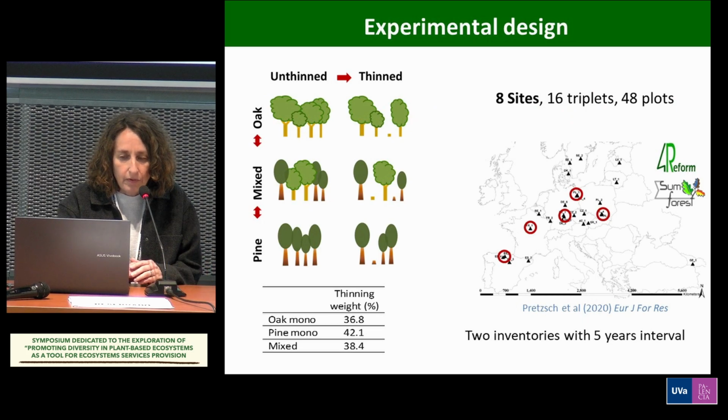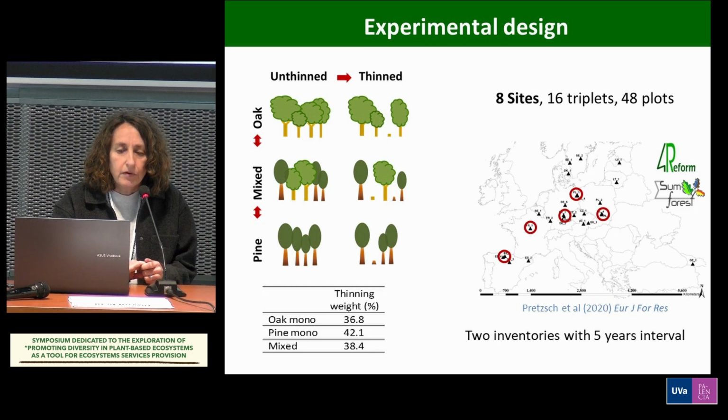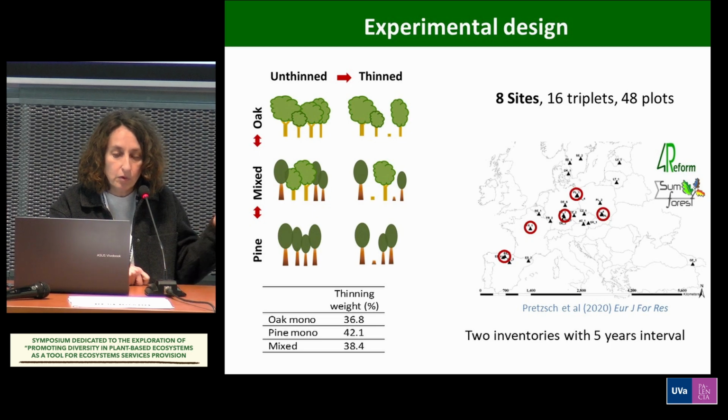Well, you already know what is a triplet. Our experimental design was to choose 8 sites of this transect of pine oak triplets across Europe, and at each site we established 2 triplets, and within one of them. So at each site we have these 6 plots with pure and mixed stands and thin and unthin stands.